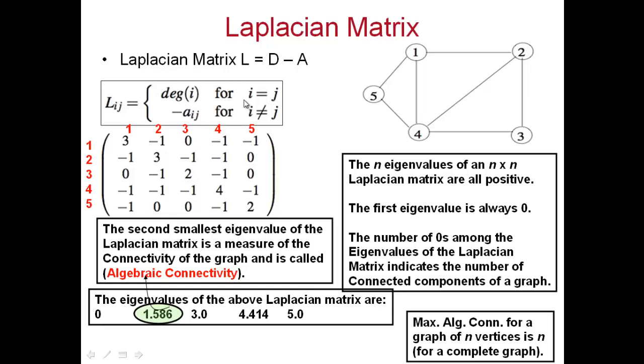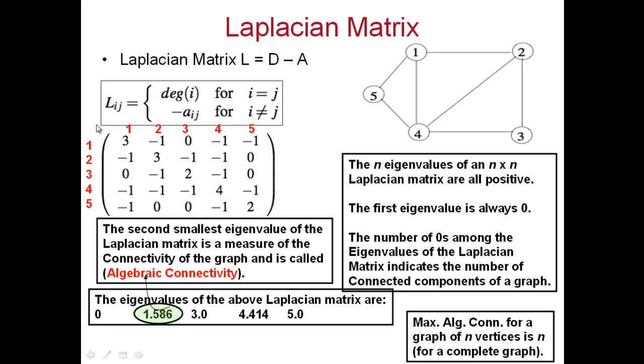So for any two different vertices i and j, the entry is going to be a -1 if they have an edge between them. Like 1, 2 has an edge, so the entry is a -1. And 2, 3 has an edge, so the entry for 2, 3 is a -1. And 2, 5, they don't have an edge, so the entry is a 0. So if the two vertices don't have an edge, the entry for them is 0. So that's for two different vertices. Now what about the diagonal? The diagonal corresponds to i equal to j, it's the same vertex. Then you're going to simply have the degree of the vertex as the diagonal.